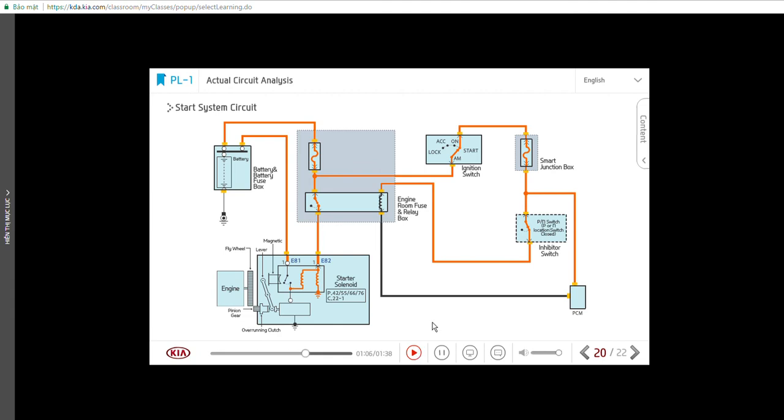When the relay operates normally, current flows to the starter solenoid, and the starter motor starts to rotate. At the same time, the lever moves and the pinion gear of the motor and ring gear of the flywheel are interlinked, transmitting the rotating force of the motor to the flywheel. As the engine operates, the PCM controls fuel injection and ignition to start the engine.